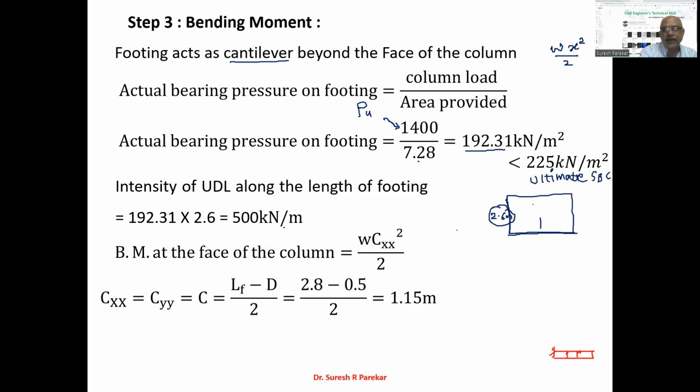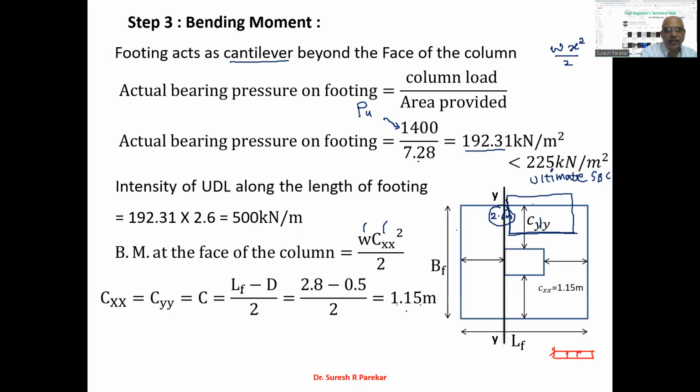And then bending moment at face of the column, we have W into C square. W is the actual bearing pressure, and C is the length beyond face of the column, that is the cantilever portion. So now we have C equal to LF minus D upon 2. So 2.8 minus 0.5 upon 2, we will get it as 1.15 meters. Now already we know that it is the same on both sides. So we have this as 1.15 meter.